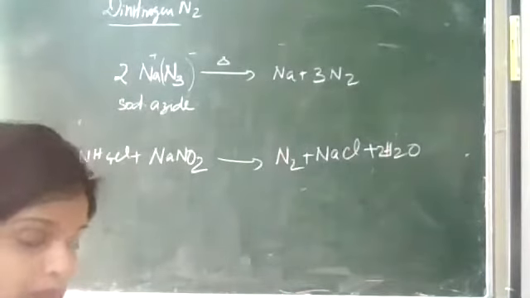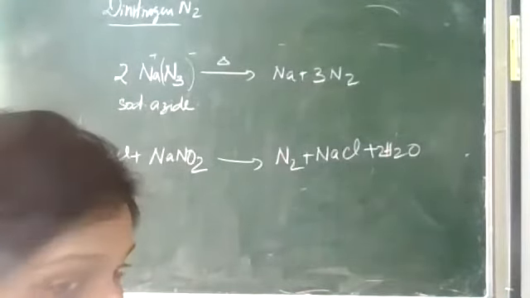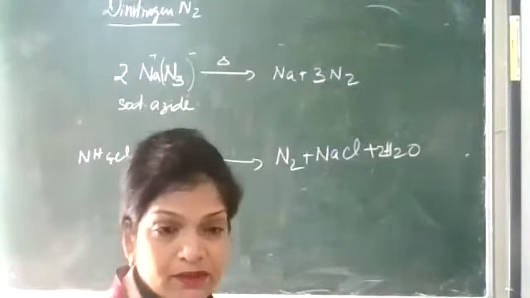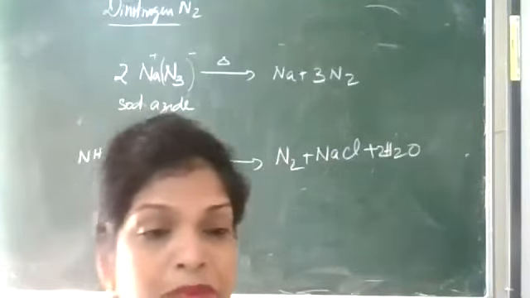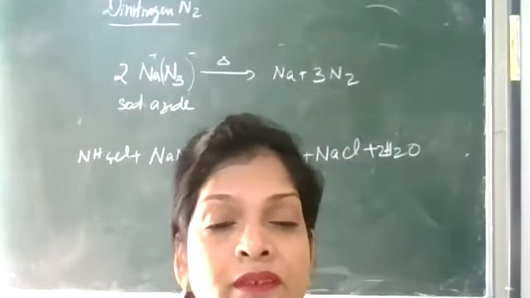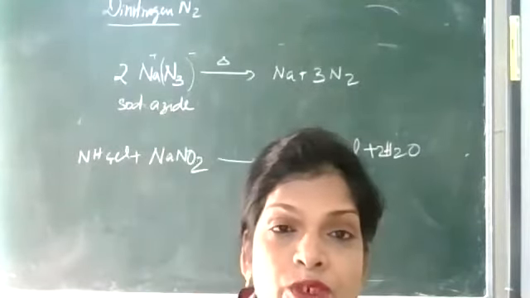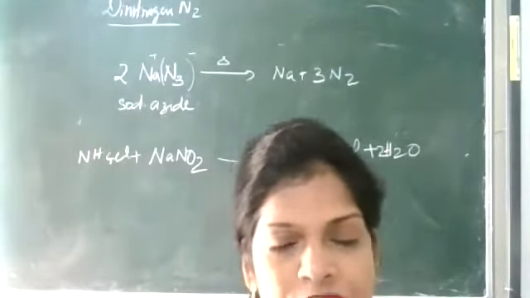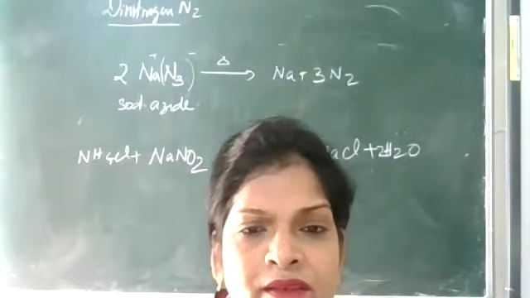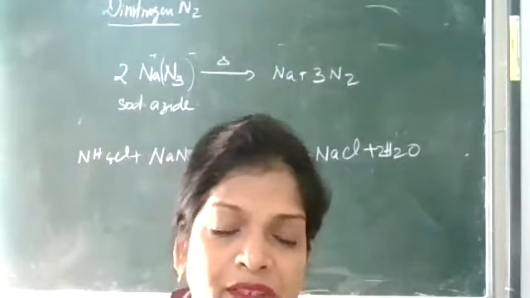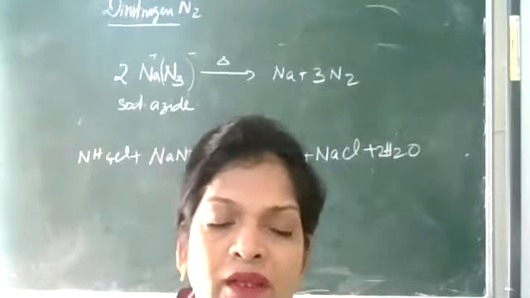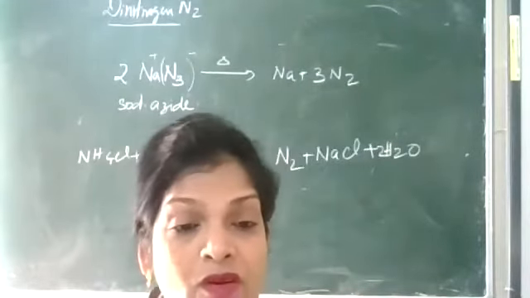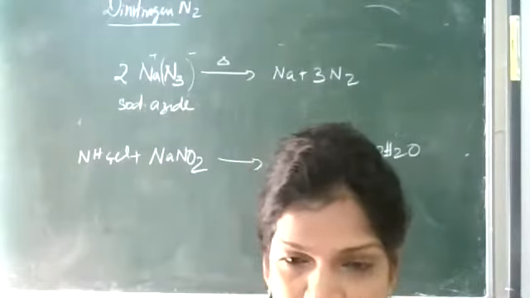But under drastic conditions, nitrogen can react with metals. For example, lithium combines with nitrogen to form lithium nitride, and magnesium forms magnesium nitride. Nitrogen can combine with hydrogen to form ammonia, and with oxygen to form NO. These all happen under drastic conditions.